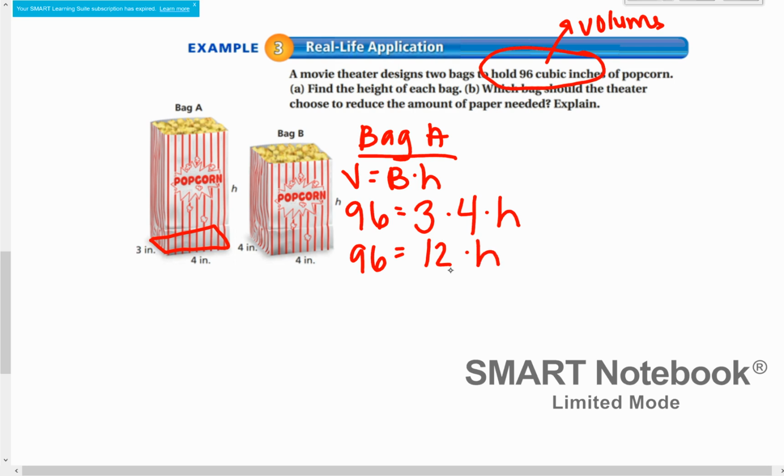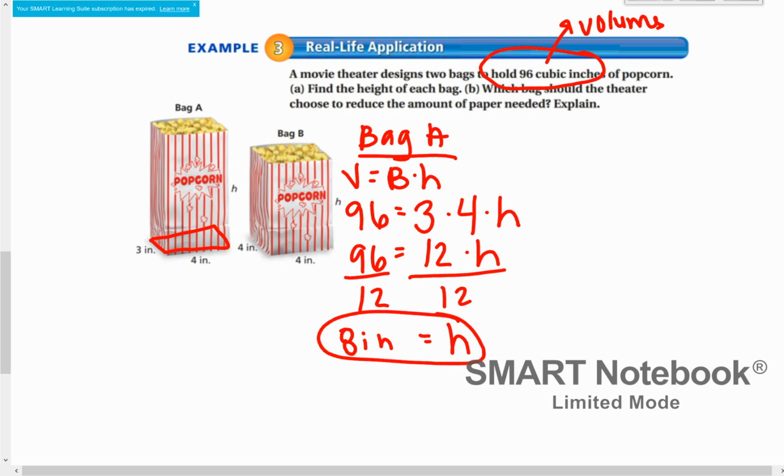Last step, we want to get H all by itself, so we have to cancel out times 12 by dividing by 12. We get that height being equal to 8 inches. Okay, for bag A. Then we're going to do bag B.